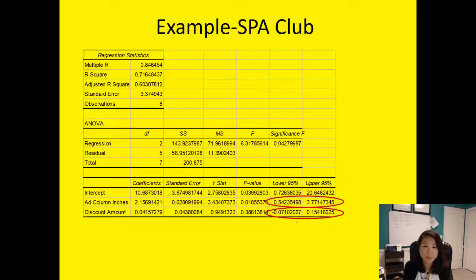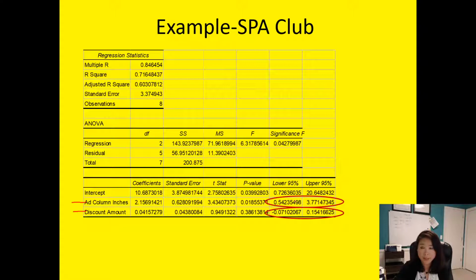For the Spark Club, we look at the columns add-on interest and the discount amount. If you look at the last 2 columns, we have 2 rows. One row corresponds to the add-on column interest, and the other row corresponds to the discount amount. Therefore, you will be able to see 2 confidence intervals for the partial coefficients. The confidence interval for the partial coefficient for add-on column interest is between the lower 95%, 0.5423, and the upper 95%, 377.